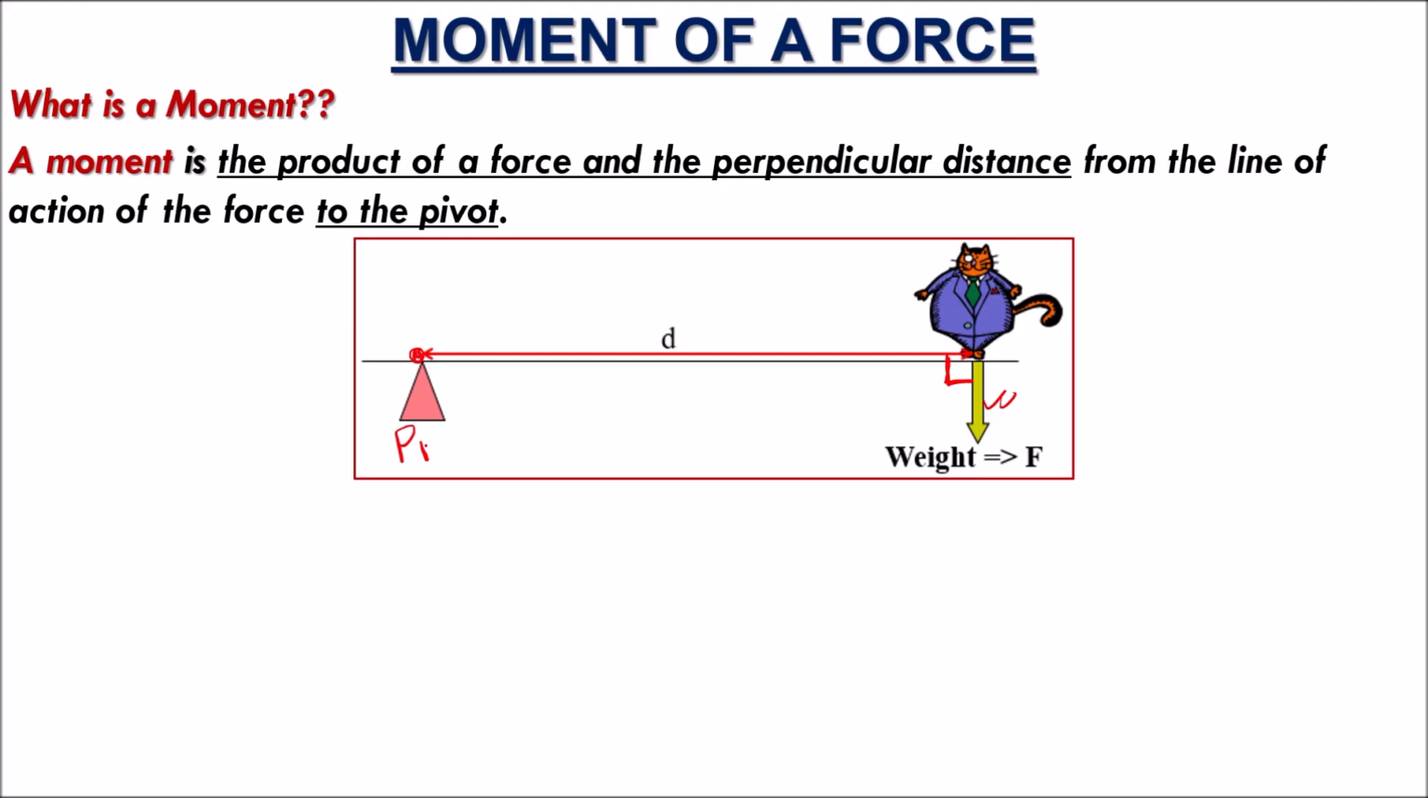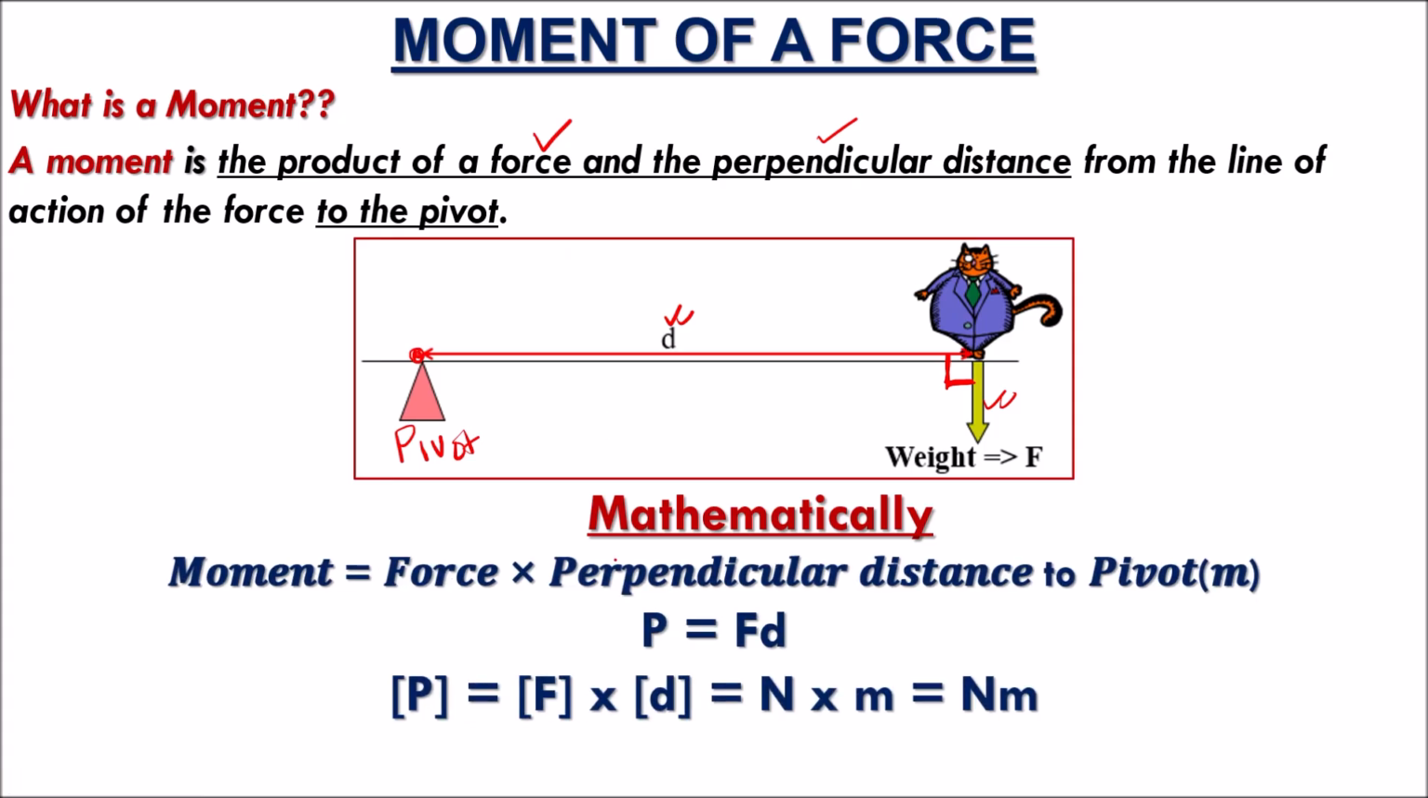So our pivot is the point of rotation, and the distance d is at right angles to the force which can cause a rotation. So a moment is a product of a force and the perpendicular distance. The term product means multiplication. So mathematically we can say moment of a force is equal to the product of a force and perpendicular distance. Product is multiplication. So it's force times perpendicular distance to the pivot.